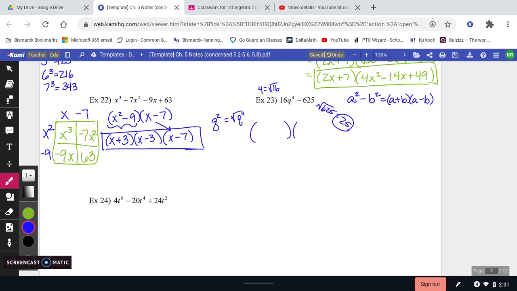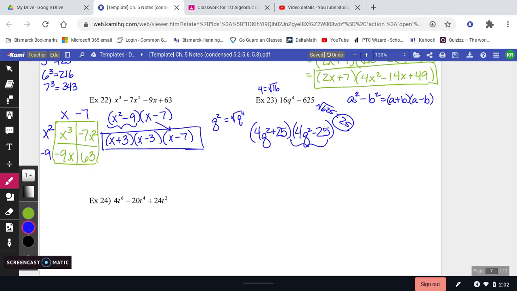Okay, well, what multiplies together to give you that 16q to the fourth? Well, 4q squared times another 4q squared. That gives you that 16q to the fourth. What multiplies to give you the 625? Well, a 25 and a 25. One's going to be plus, the other is going to be minus. So we've just factored that, and that was a fourth degree polynomial, but we just treated it basically like it was a quadratic. Now actually this one right here is another difference of squares.